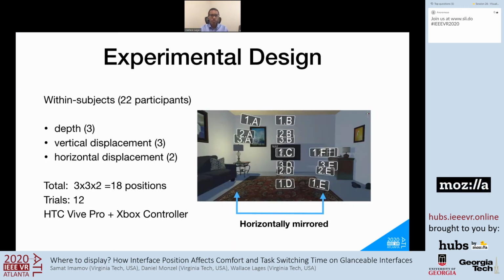Our study used a within-subjects design, and we recruited 22 participants. We had 3 independent variables: depth, vertical displacement, and horizontal displacement, using a total of 18 conditions. Each participant did 12 tries per condition. We used an HTC Vive Pro headset and an Xbox controller for input.